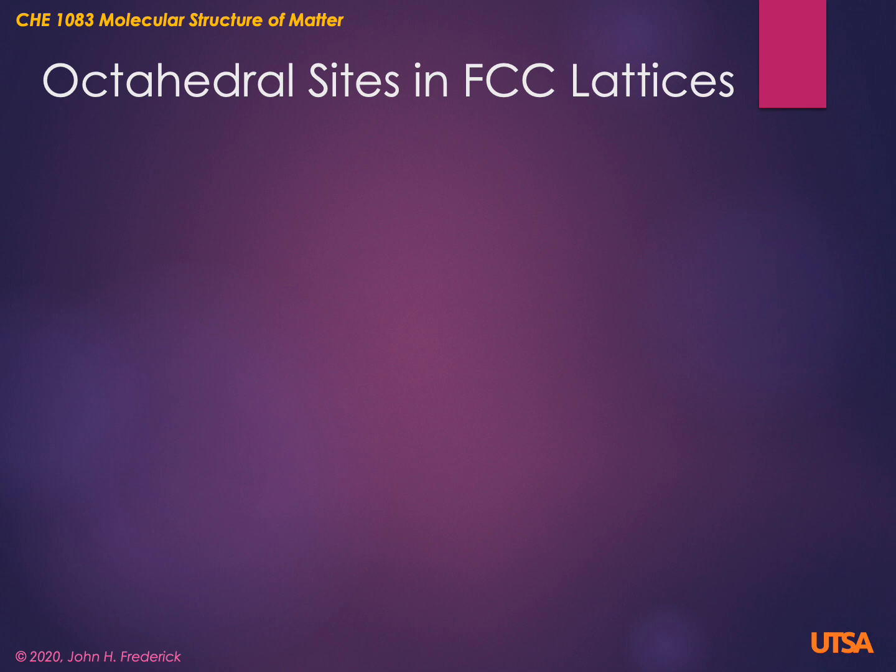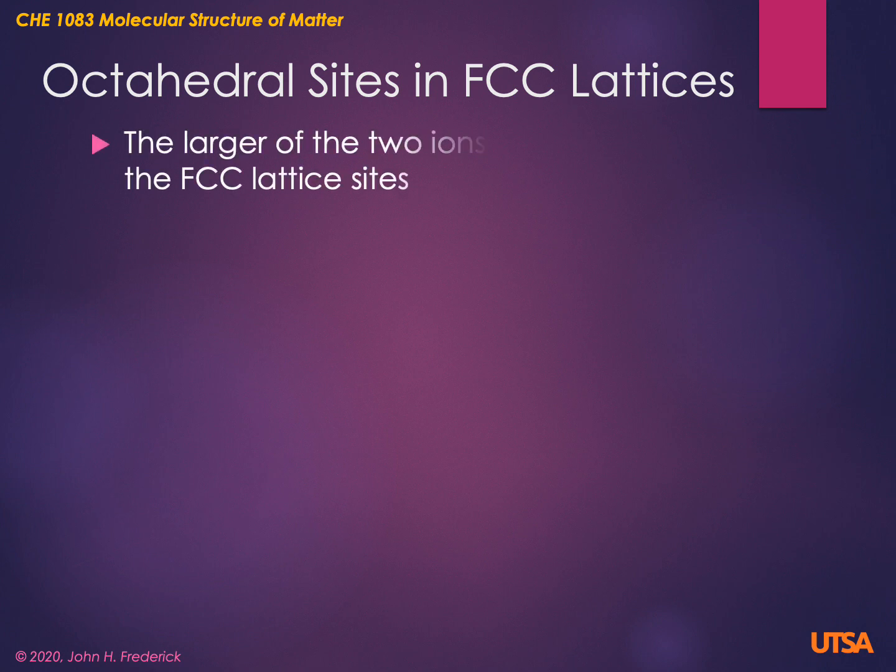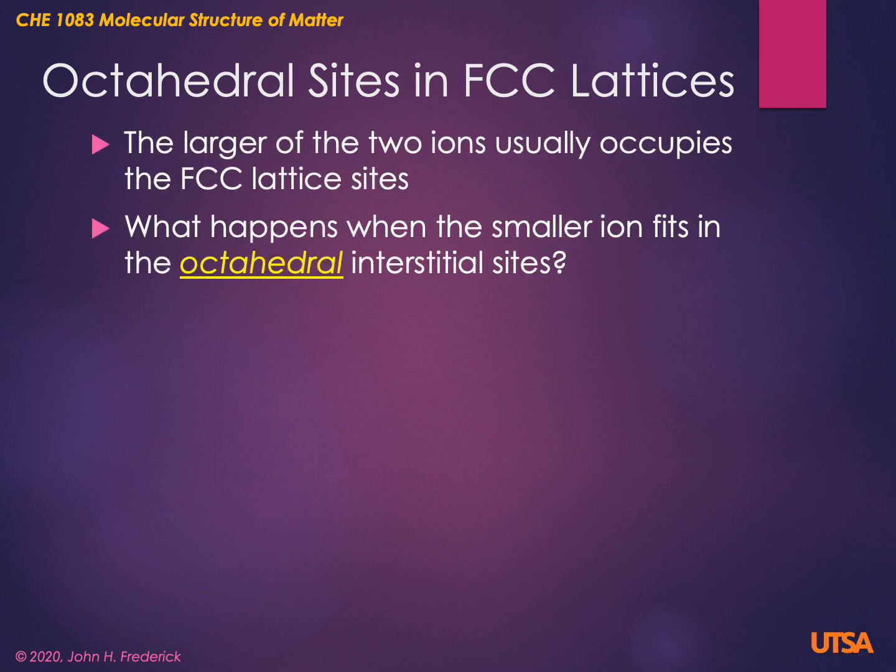Now, as I talk, I'm going to assume that the negative ions are located at the lattice sites and the interstitial sites are being filled by the positive ions. But you should be aware that if the sizes of those ions are different, it could be the opposite arrangement that occurs in an actual ionic compound. So the larger of the two ions is going to occupy the lattice sites. What happens when the smaller fits into the octahedral interstitial site?